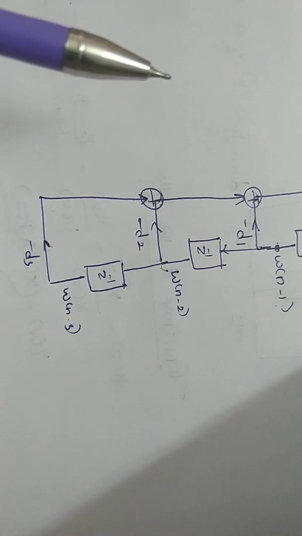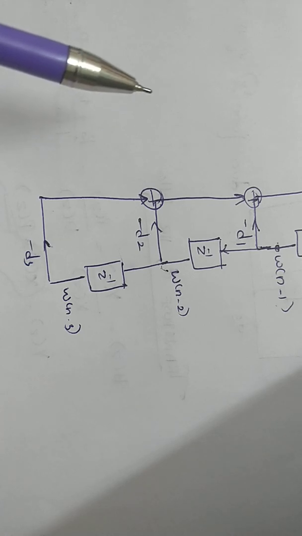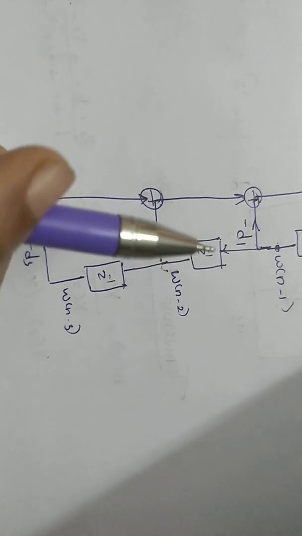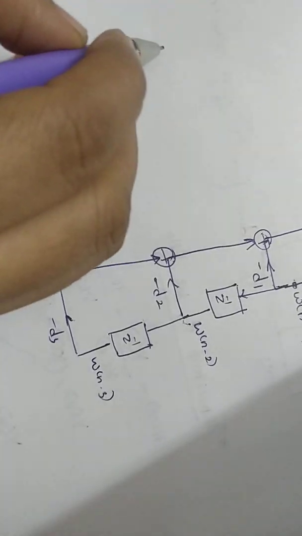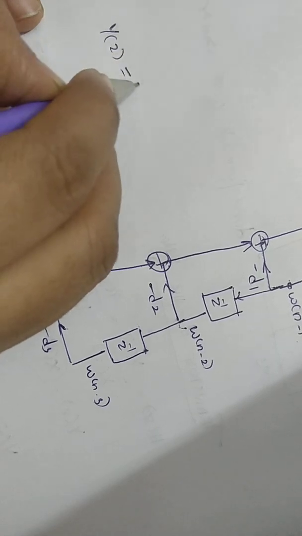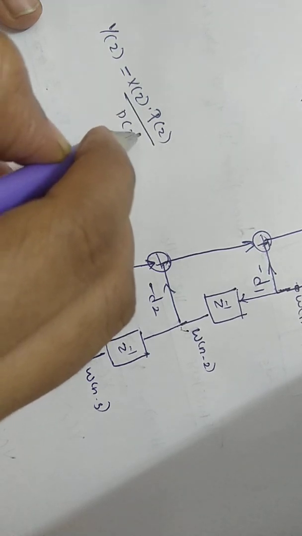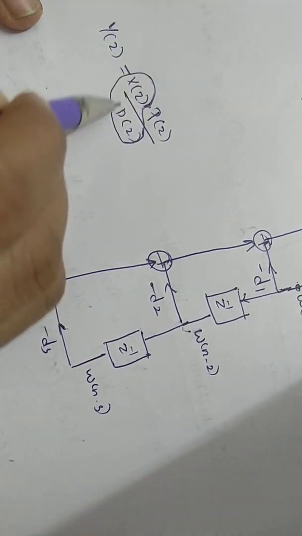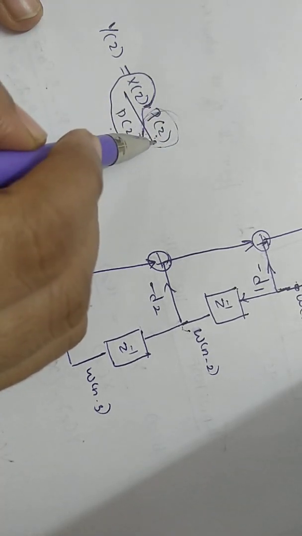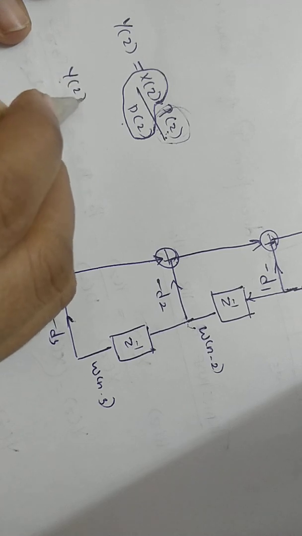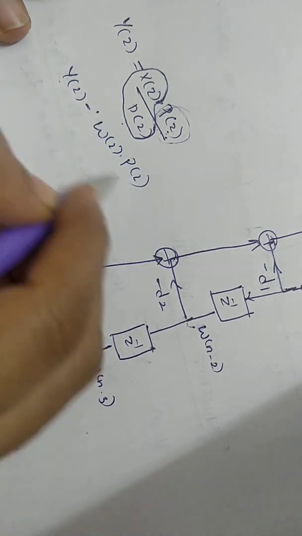What is the second part? For the first part we write y of z is equal to x of z into p of z by d of z. We consider x of z into 1 by d of z as the first part. Now what is the second part? P of z, that is y of z is equal to, we call it w of z, w of z into p of z. This is the second part.